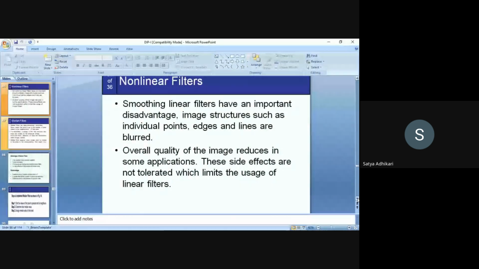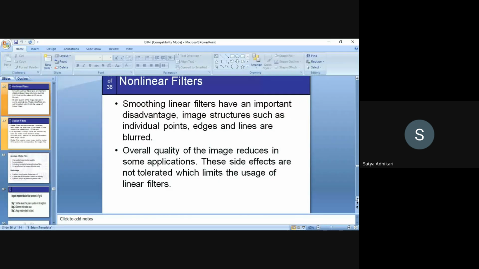Smoothing linear filters have an important disadvantage. We know that filters are divided into two parts: linear filters, such as the mean filter and average filter, which we have discussed, and now the nonlinear filter, the median filter. Image structures such as individual points, edges, and lines are blurred. The overall quality of an image is reduced in some applications. These side effects are not tolerated by some users of linear filters.